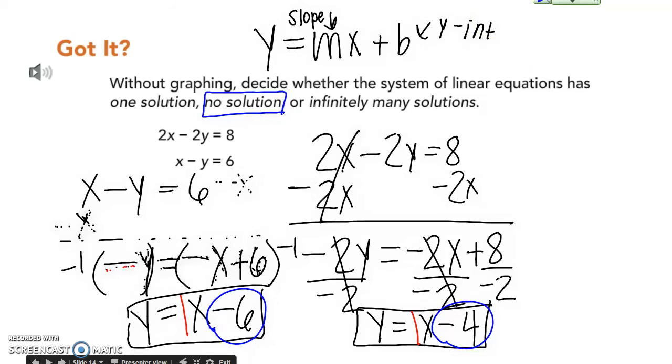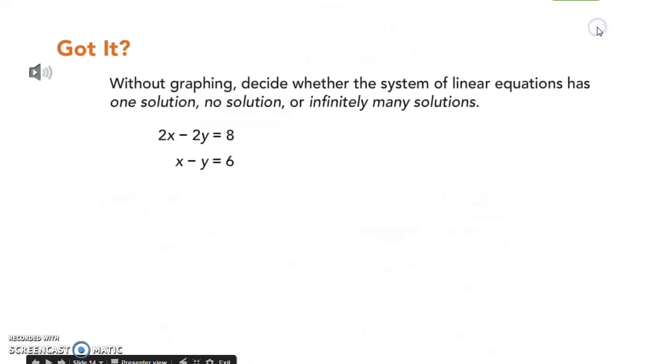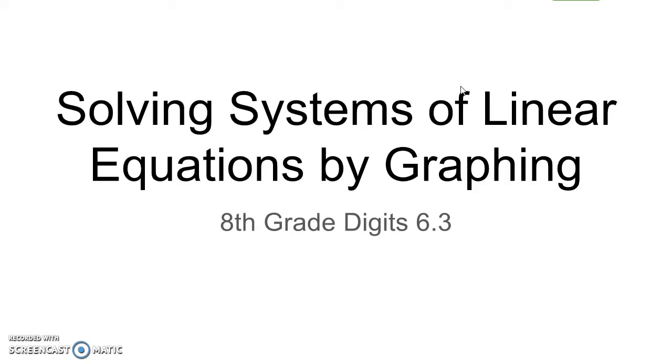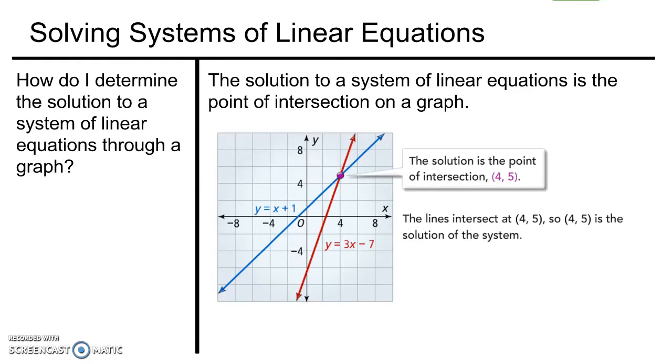Okay? The very last thing we need to review is something we have also already done, and that is solving by graphing. So in our last functions unit, we learned how to graph an equation, and then you just look at the two lines on the graph and find where they cross, and that is your solution. So quickly jot this down in your notes. How do I determine the solution to a system of linear equations through a graph? It is the point of intersection on a graph, okay?